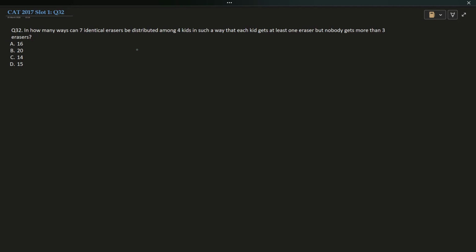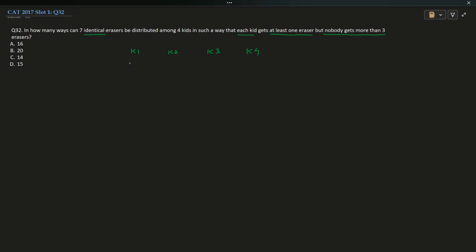In how many ways can seven identical, okay, mind the word identical, erasers be distributed among four kids in such a way that each kid gets at least one eraser, but nobody gets more than three? All right. So let's say I have kid 1, kid 2, kid 3, and kid 4. I have to distribute the seven identical erasers. Remember the word identical. That means they all are the same. You cannot distinguish the erasers. I have to distribute so that each of them gets at least one, but nobody gets more than three.